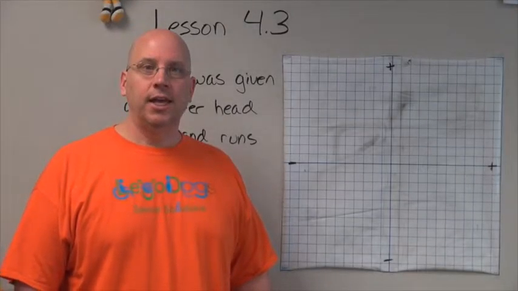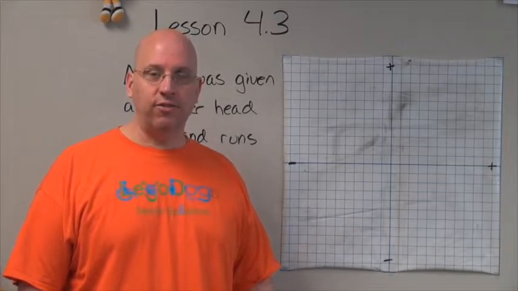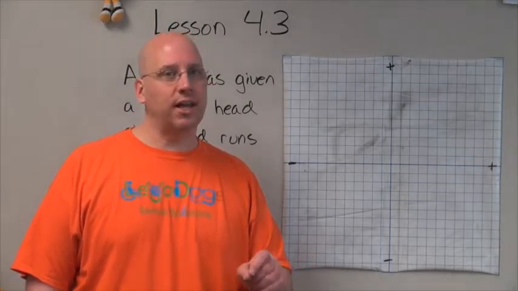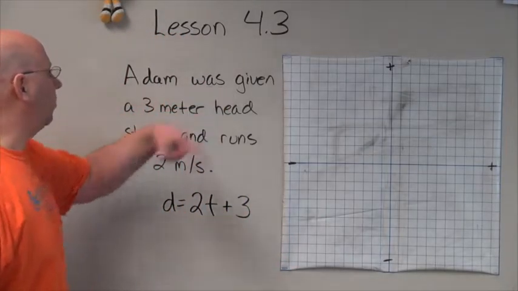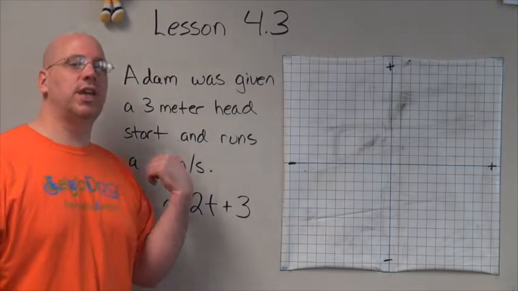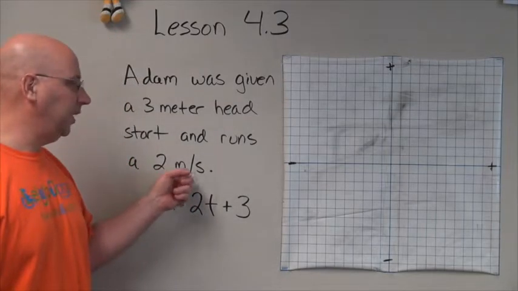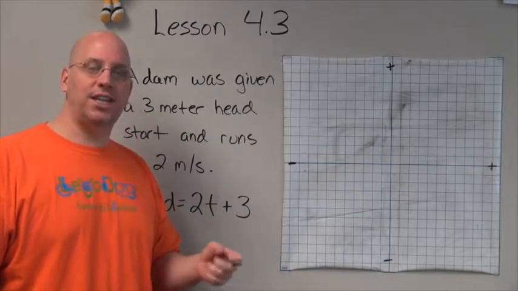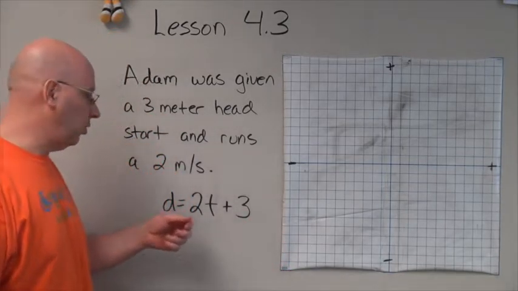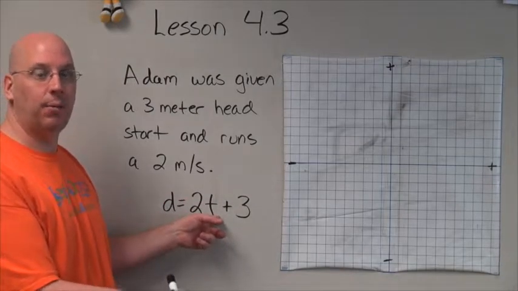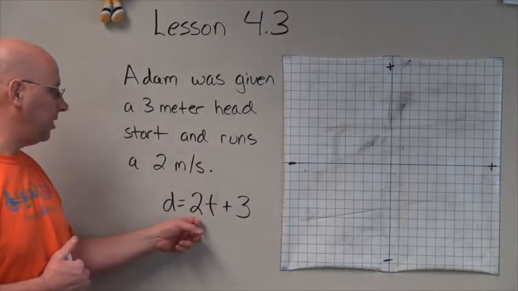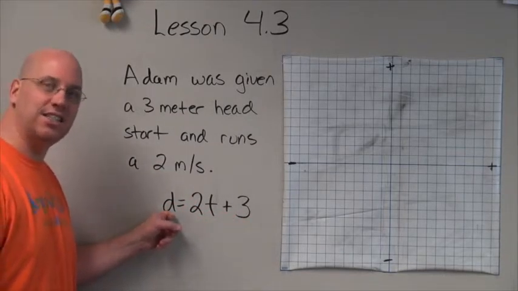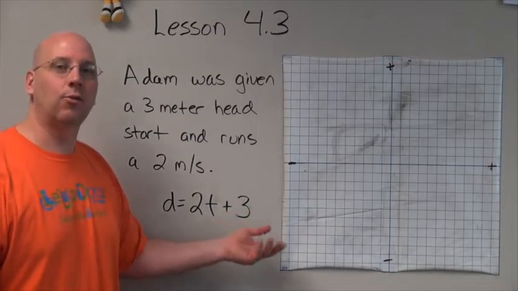Lesson 4.3. In this section, what we're going to do is graph, and we're probably going to compare yet again, except this time we have initial values. That's the difference. So look here. Adam was given a 3-meter head start and runs at 2 meters per second. The 2 meters per second is our rate, and the 3-meter head start that he was given in the race is that initial value. So when you look at the equation, t is for time, how much time goes by. So if you took time times the 2, which is our rate, plus his head start would give you his distance, or how far he has gotten in the race.